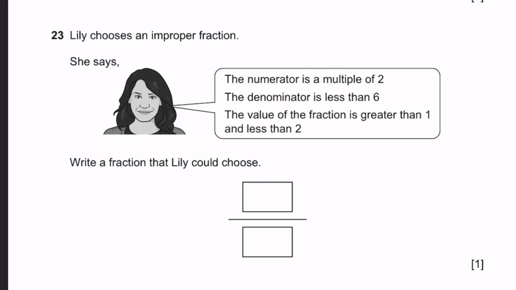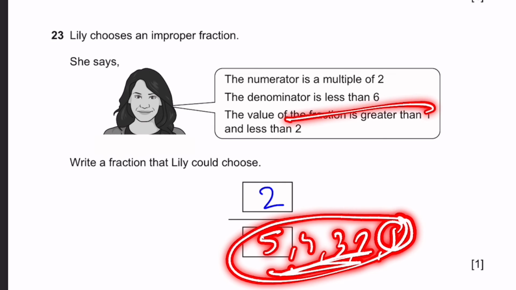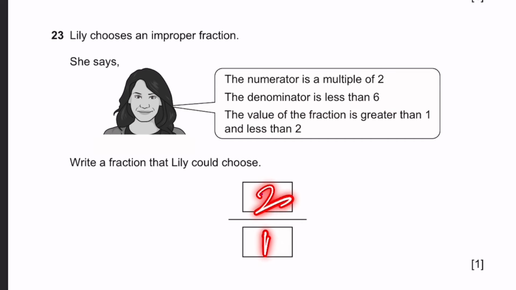Question 23. Lily chooses an improper fraction. She says the numerator is a multiple of 2. Denominator is less than 6. The value of the fraction is greater than 1 and less than 2. Write a fraction that Lily could choose. Well, the numerator is a multiple of 2. So let's take any multiple of 2. Let's just say 2 itself. The denominator is less than 6, so that means the denominator has to be either 5, 4, 3, 2, 1. But then 5, 4, 3, and 2 don't make improper fractions. 1 makes an improper fraction, but then the value of the fraction has to be less than 2. If you add 1 here, it'll be equal to 2, which is not less than 2. So 2 cannot be the number here.